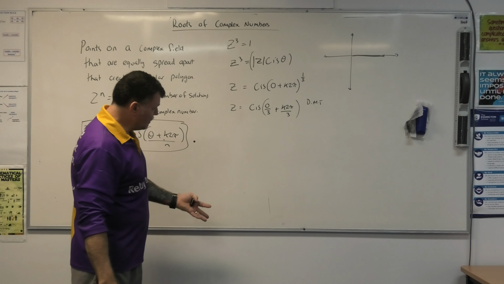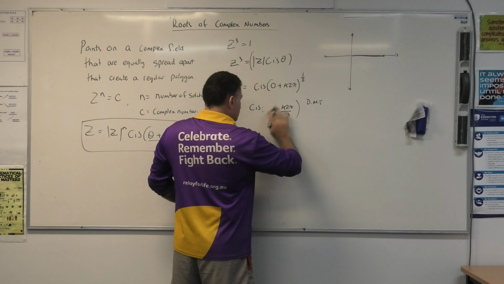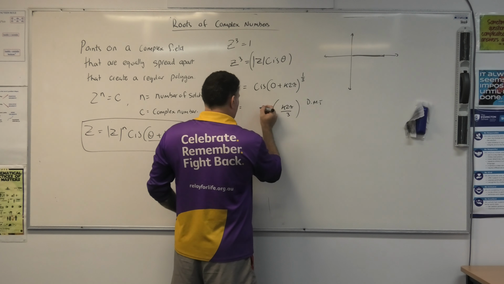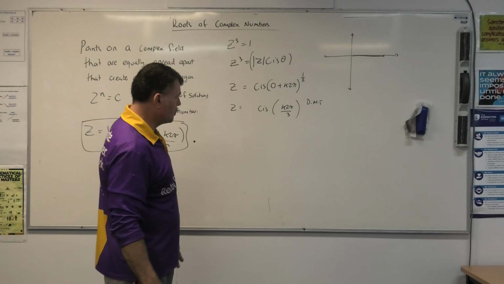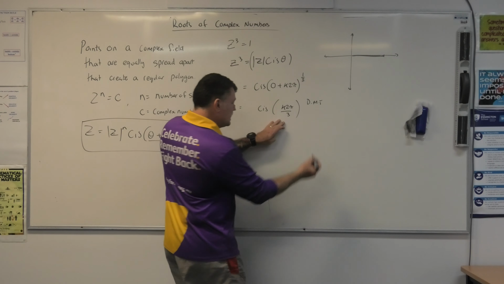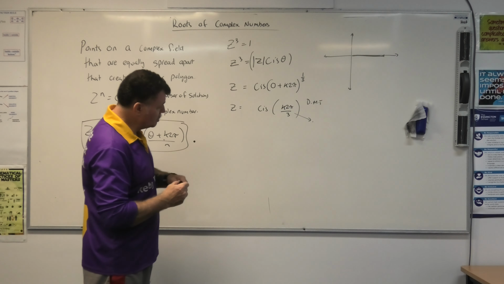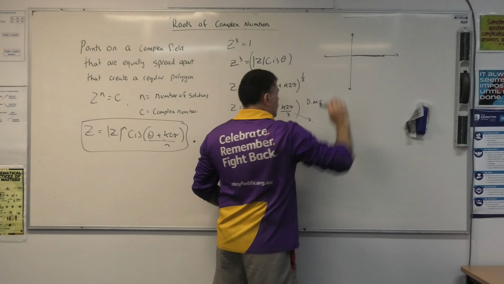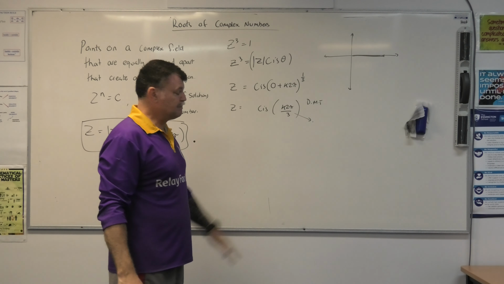We could simplify this a little bit further because 0 over 3 is going to give me 0, so I can erase this and just rewrite it as cis k 2 pi on 3. And this here is my smallest possible argument now. Starting from here, I'm going to move 2 pi on 3 for every position along.